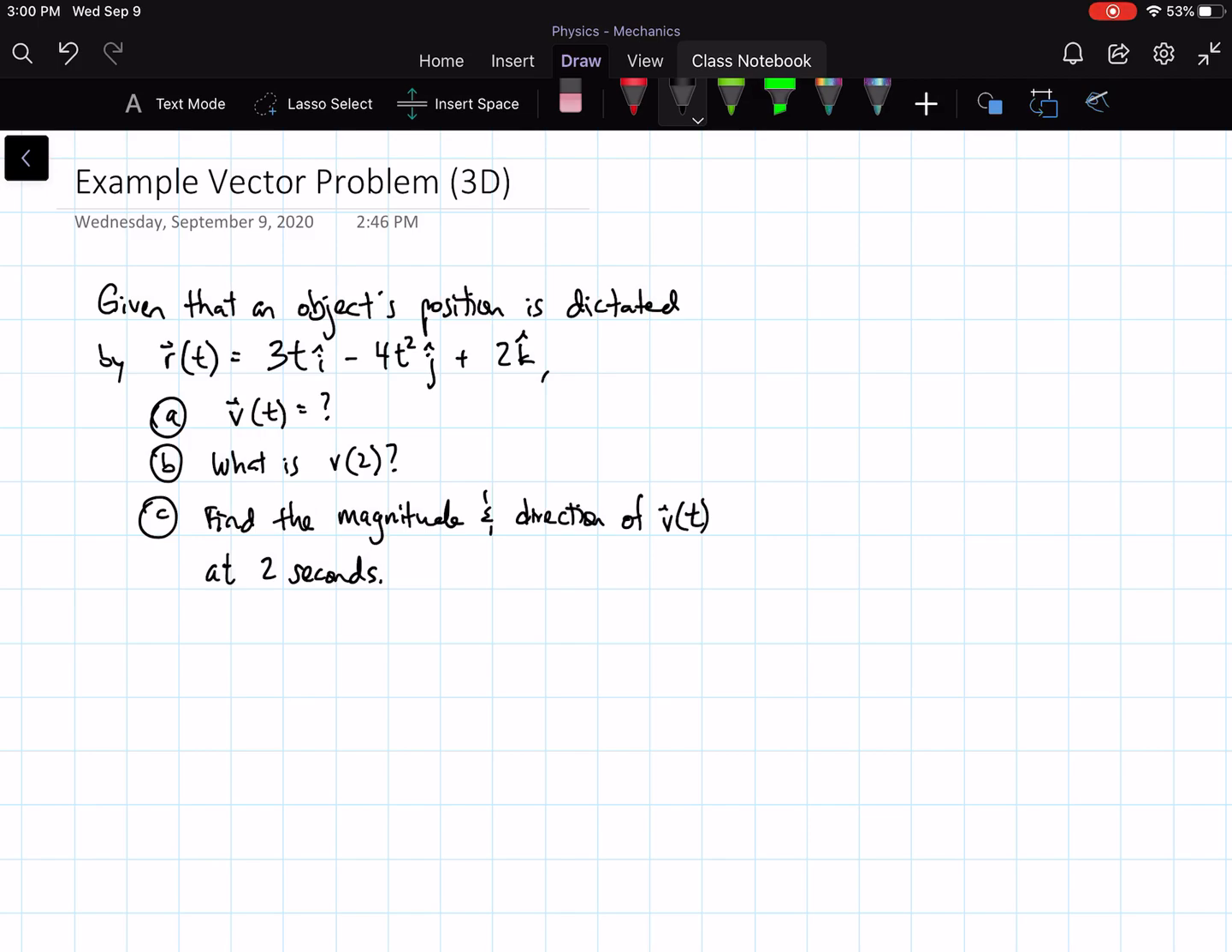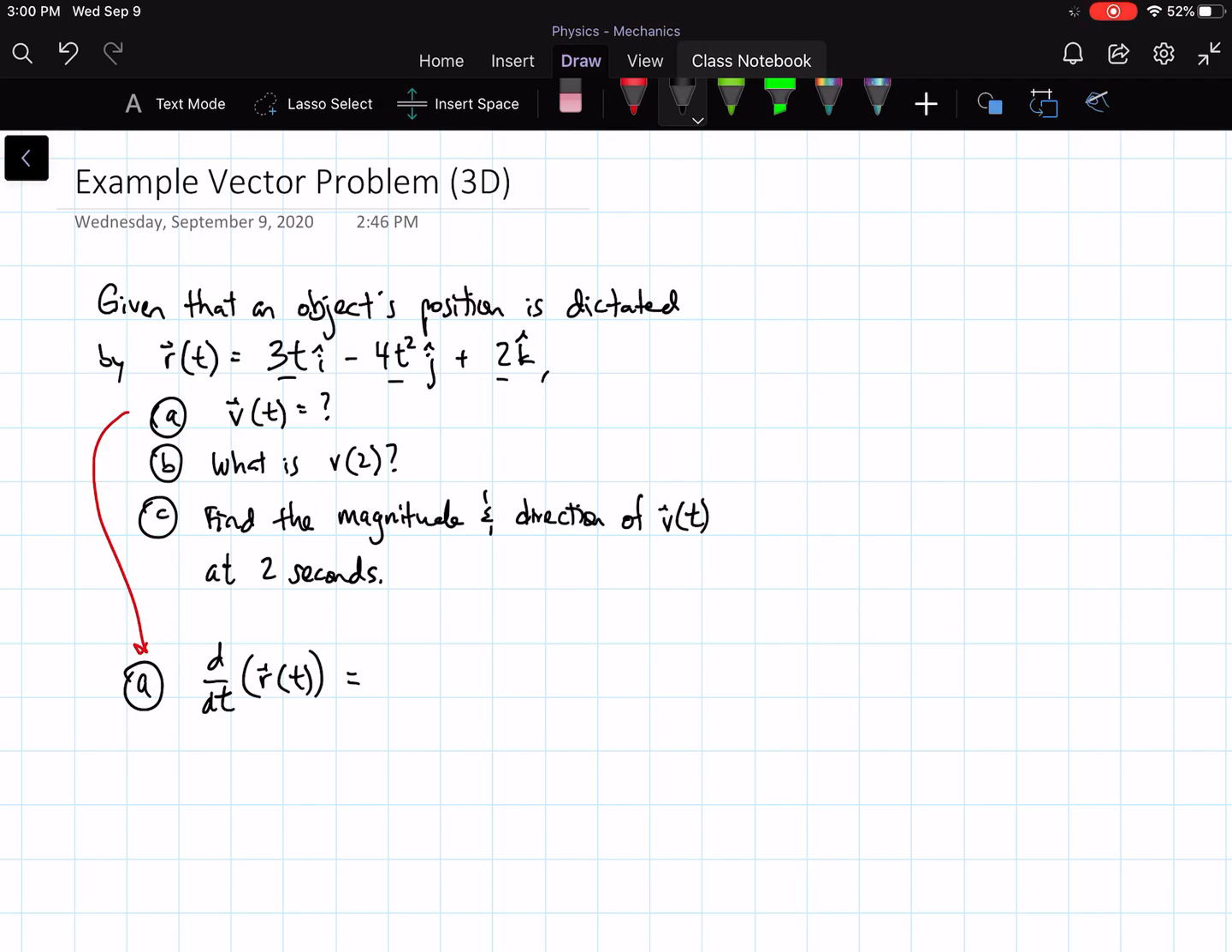And A asks us to find what is this object's velocity as a function of time. So we'll solve that one down here. And what we do, remember, is to take the time derivative of the position function, dr dt. I'll write it this way, just to hopefully be clear. And when we do that, we just need to take the time derivatives of all of these coefficients.